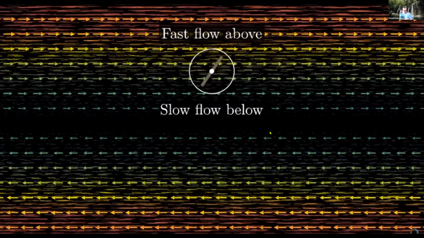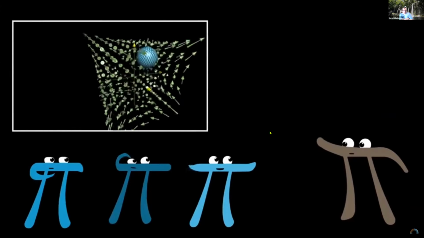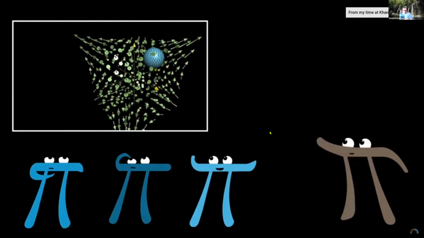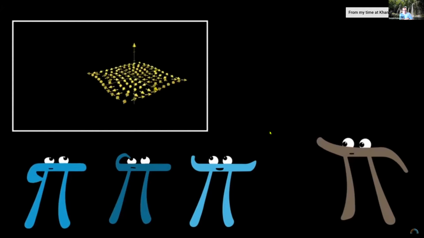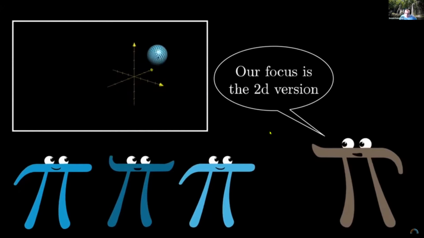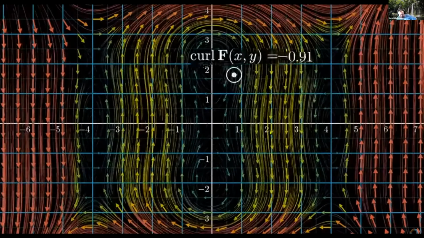And really, true proper curl is a three-dimensional idea, one where you associate each point in 3D space with a new vector characterizing the rotation around that point according to a certain right-hand rule. And I have plenty of content from my time at Khan Academy describing this in more detail if you want, but for our main purpose, I'll just be referring to the two-dimensional variant of curl, which associates each point in 2D space with a single number rather than a new vector.